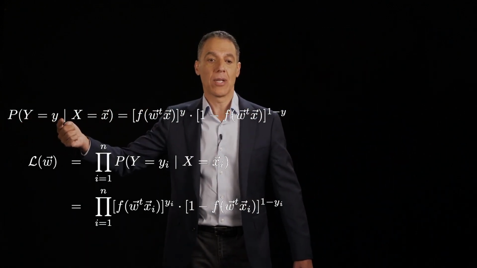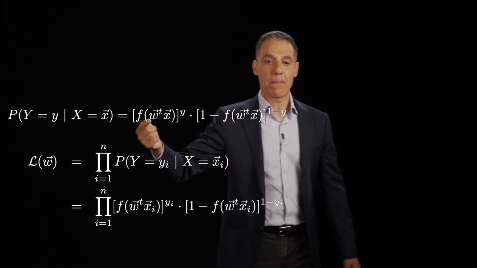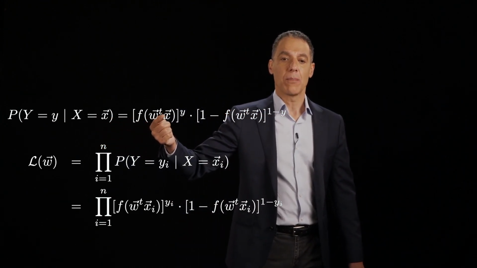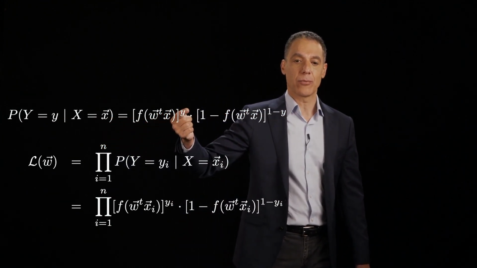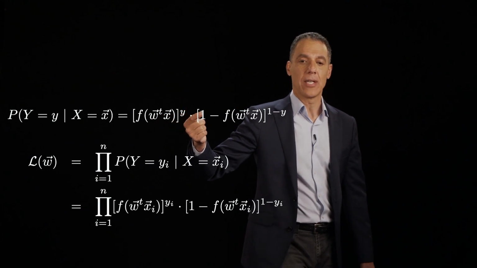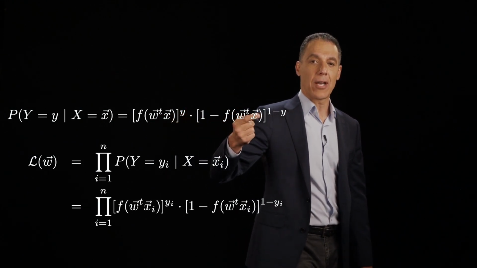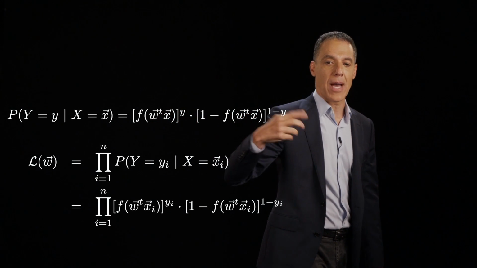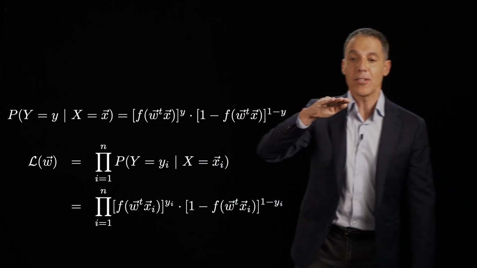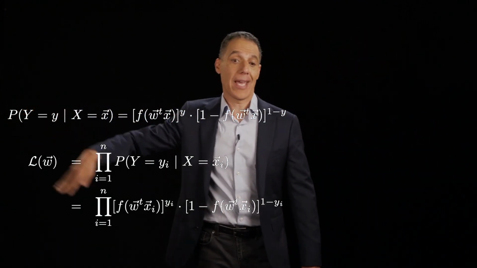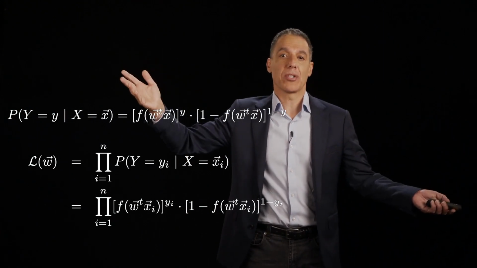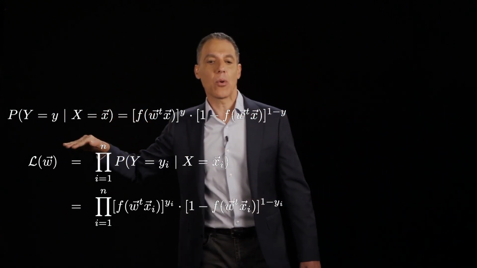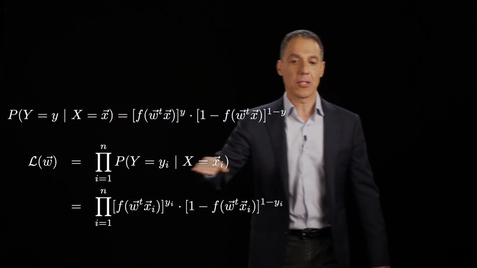Regardless of the label, for a particular input, I want to maximize the model pushed through the sigmoidal nonlinearity raised to the power y, the class label, times 1 minus the model prediction pushed through the nonlinearity to the power 1 minus y. Now this is just for one data point, of course, and I have a bunch of data points, n of them, let's say. And so I'm going to maximize the product of all of these probabilities.